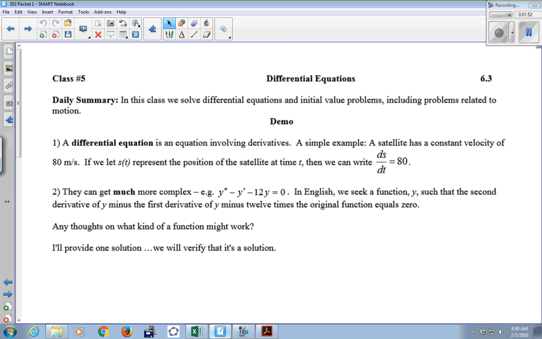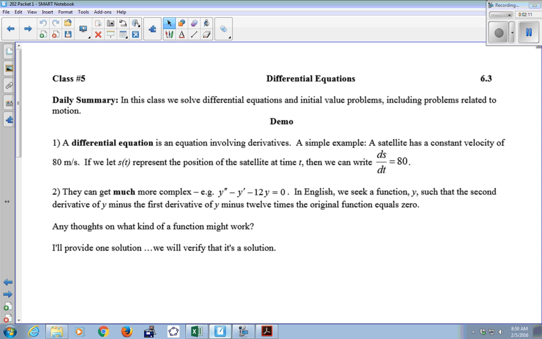Okay, so let's look at class 5. We're going to talk about differential equations. In this class, we're going to solve differential equations and initial value problems, including problems related to motion. So a differential equation is just an equation that involves derivatives.